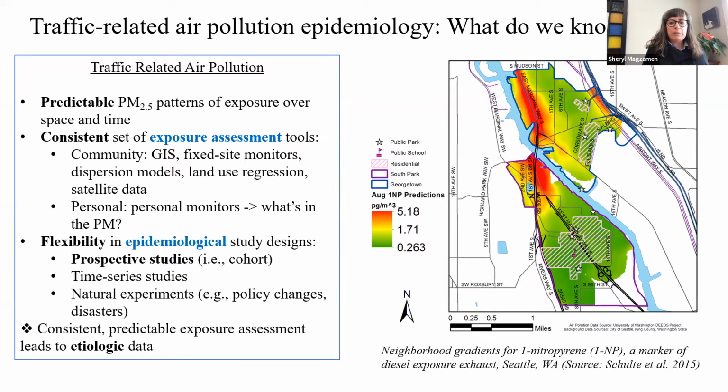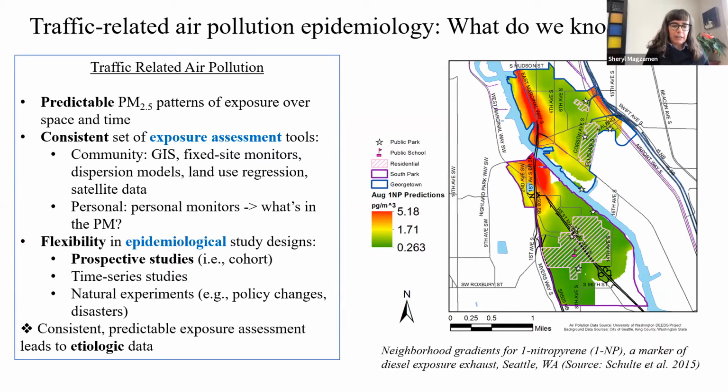For these community studies, we also have consistent sets of exposure assessment tools. At the community level, we can use geographic information systems, EPA's fixed site monitors, and other state regulatory monitors, mathematical models such as dispersion models, statistical models such as land use regression, as well as satellite data that's provided by NASA. And on a personal level, we are able to outfit people with low-cost monitors to measure actually what is in the particulate matter, since particulate matter itself is a mixture.